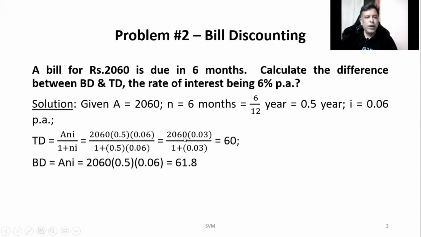And then banker's discount, we know it is A into N into I. That is the numerator of this, which is 2060 into 0.03, which we will get 61.8. We need to find out the difference between banker's discount and true discount, which is nothing but the difference between these two values, 61.8 minus 60. We get rupees 1.80 as the difference. Let us move on to the third problem.